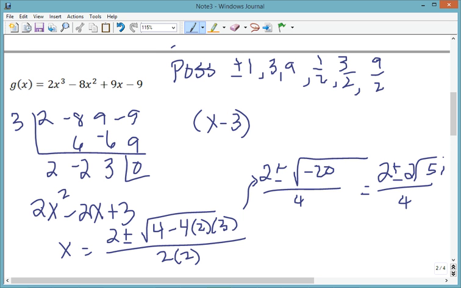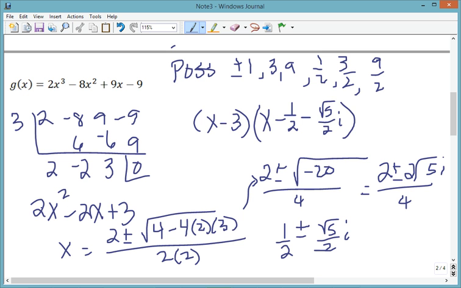All right, so pull a 2 out of everything. We got 1/2 plus or minus square root of 5 over 2i. All right, this would be my other 2, so that would be x minus 1/2 minus square root of 5 over 2i, and x minus 1/2 plus square root of 5 over 2i. All right, that would be completely factored.